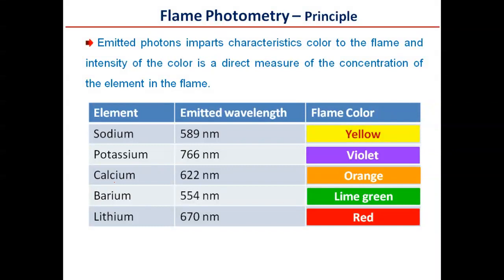Calcium imparts an orange color, and its wavelength is 622 nanometers. Barium imparts a lime green color at a wavelength of 554 nanometers. Similarly, lithium, or lithium salt, imparts a red color at a wavelength of 670 nanometers.